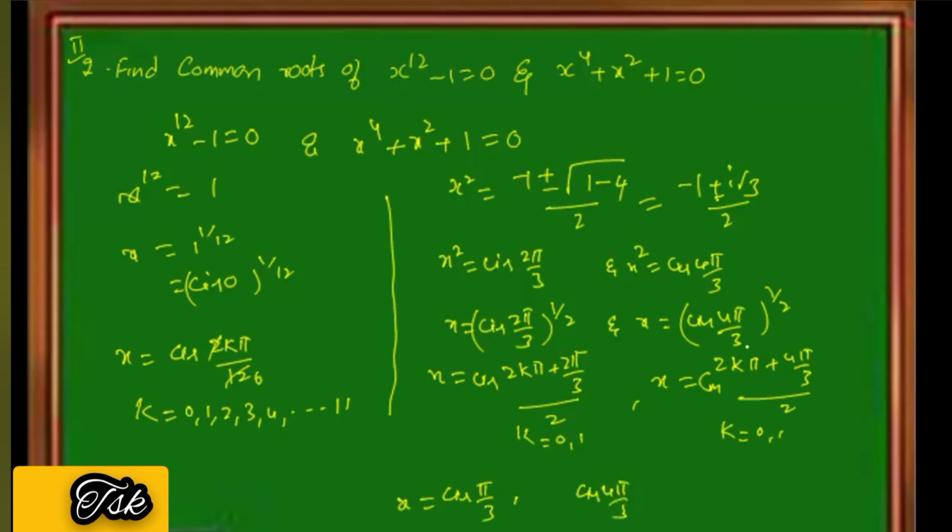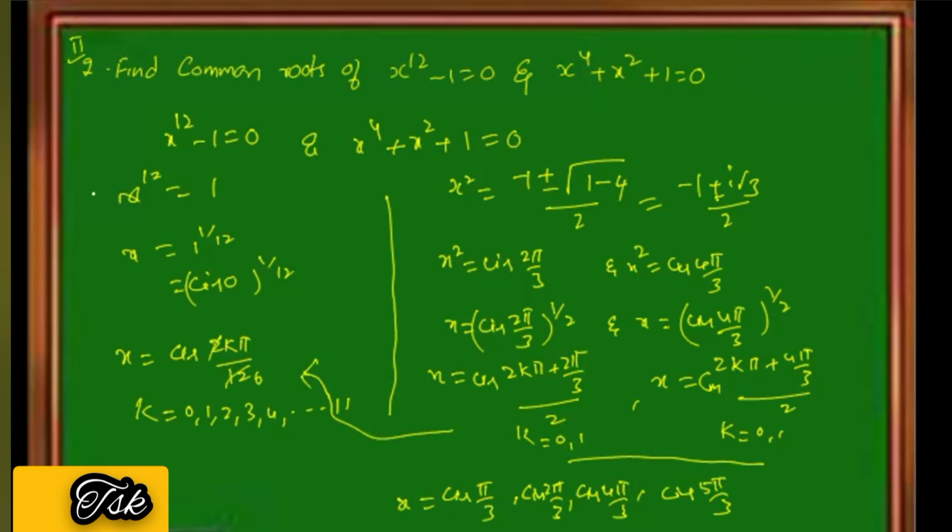Next, we come here, and k equal to 0 is cis 2π/3. When k is put equal to 2 in the first set, we get cis 2π/3 common. And k equal to 1 becomes (6 + 4)/2 = 5π/3. So when you put k equal to 5, cis 5π/3 is also common. These four roots lie in the 12 roots. So these are the four roots common between the equation x^12 - 1 = 0 and the equation x^4 + x^2 + 1 = 0.